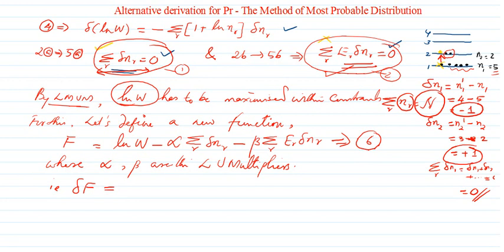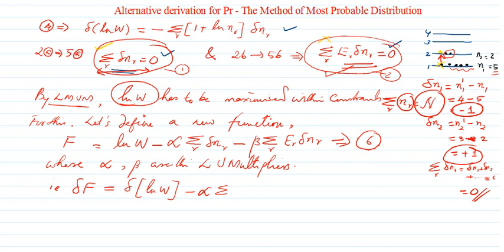What will be the differential on the right side? You take the differential of each and every term on the right side. So delta of log w, the first term, minus alpha is a constant, it's not going to be affected by taking differentials. Sorry, I just made a mistake here, pardon me. Please allow me a bit of time.